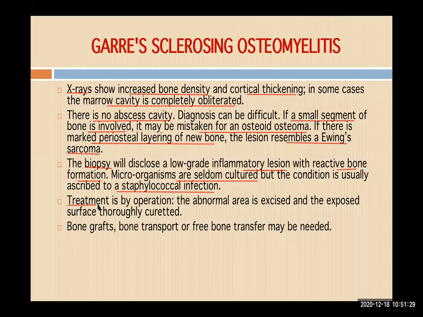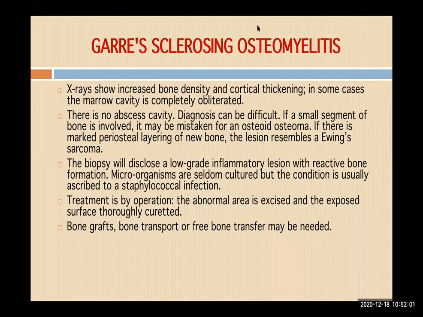So what is the treatment now? Just like any type of chronic osteomyelitis, operative treatment is commonly employed. The abnormal area is excised and the exposed surface is thoroughly curetted. All the affected area should be curetted. Bone graft, bone transport, or free bone transfer may be needed. Usually the bone grafts are taken from the iliac crest. So this is the treatment of Garre's osteomyelitis.